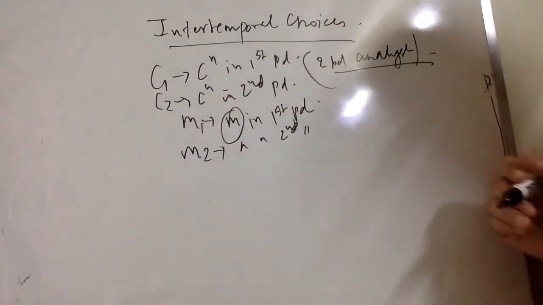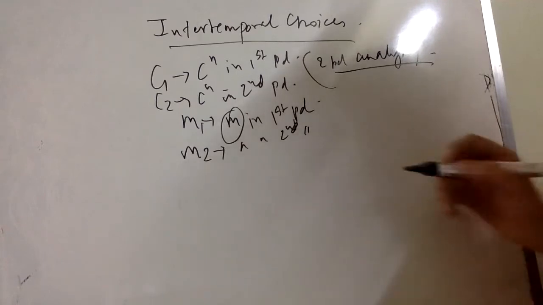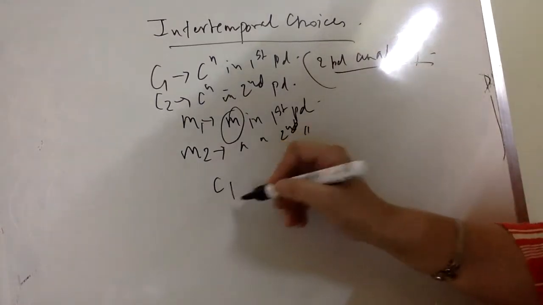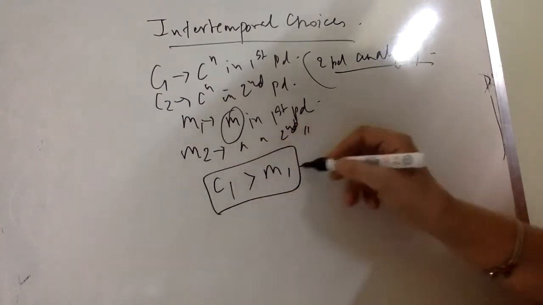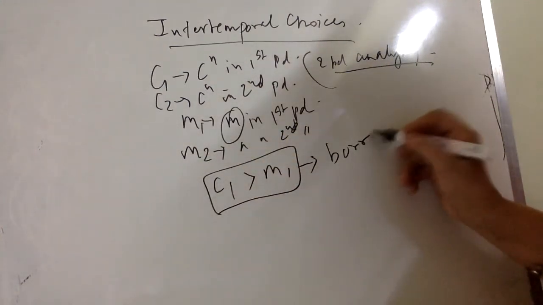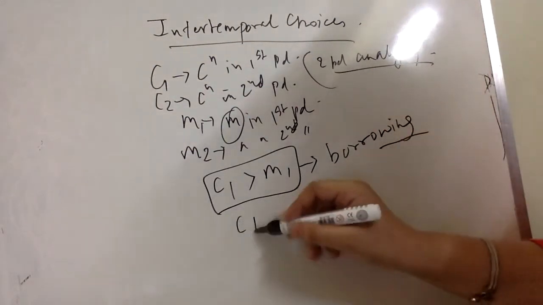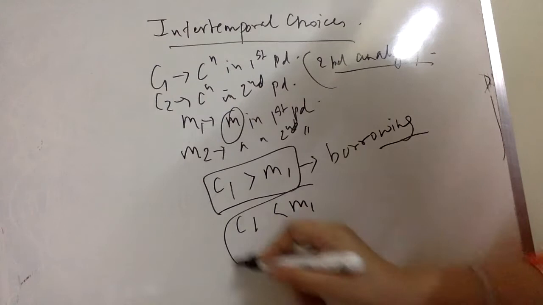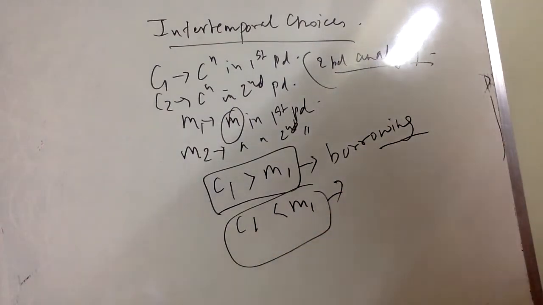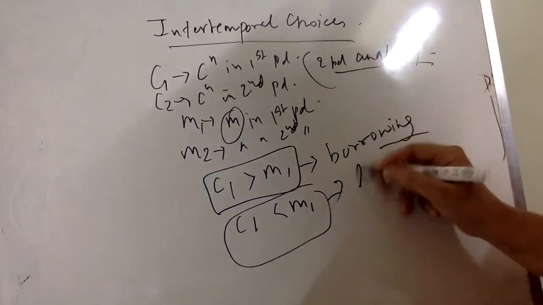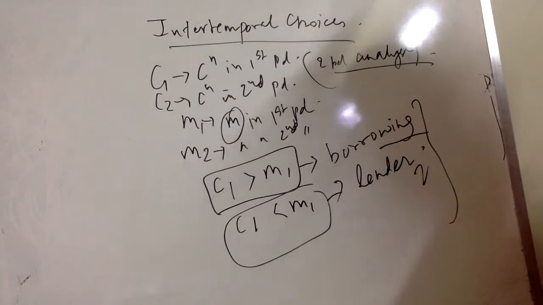If my consumption in first period exceeds my income, that means I am borrowing. If consumption is exceeding, I must be borrowing. And if consumption in period 1 is less than M1, it means my consumption is less and my income is higher, so I must be saving. I am a lender in that case. Lender, if my income exceeds the consumption, so I must be saving.